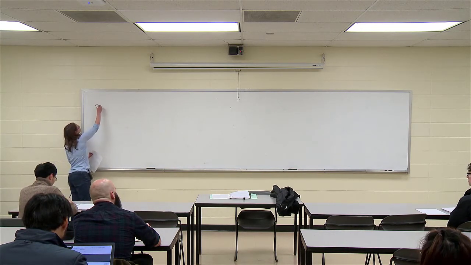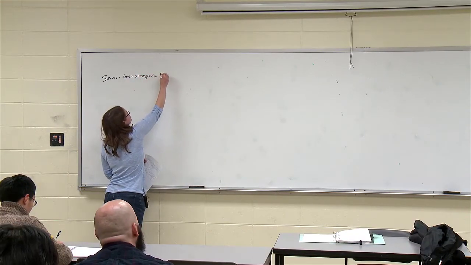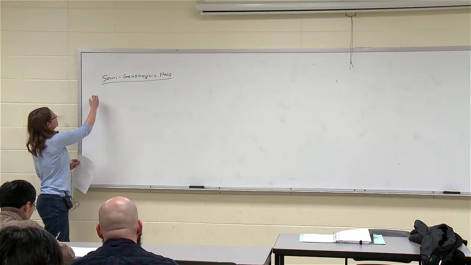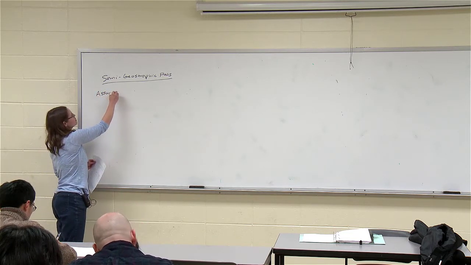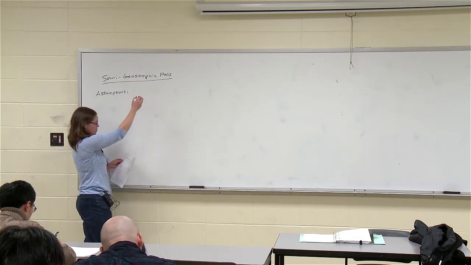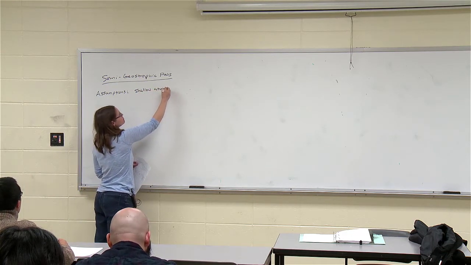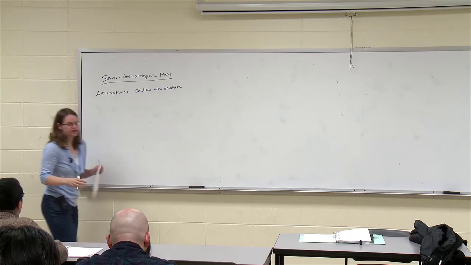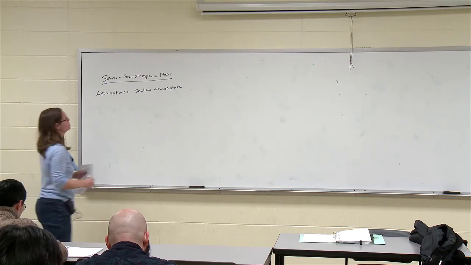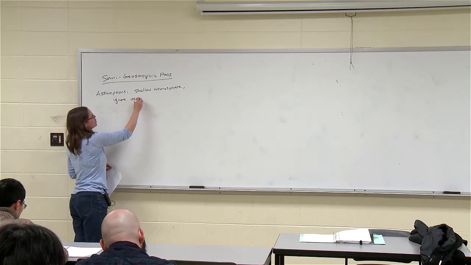Okay, so this is semi-geostrophic flows. Okay, so what's our assumption here? Again, I'm not going to do all the modeling here, but we're assuming that we have a shallow atmosphere. We're going to assume that the Coriolis effect has only a horizontal effect. We can ignore the vertical effects here. So we're going to ignore the vertical effects of the Coriolis force.